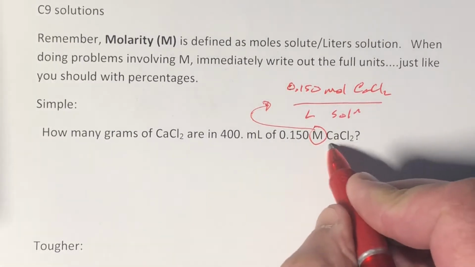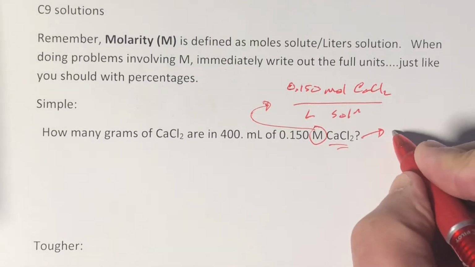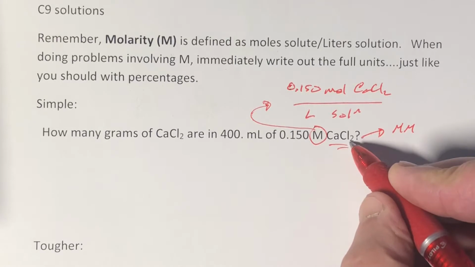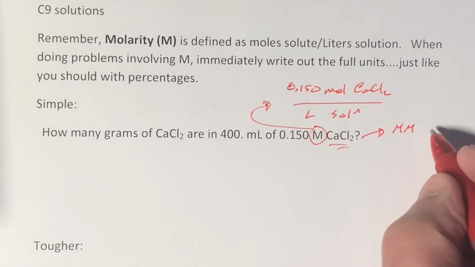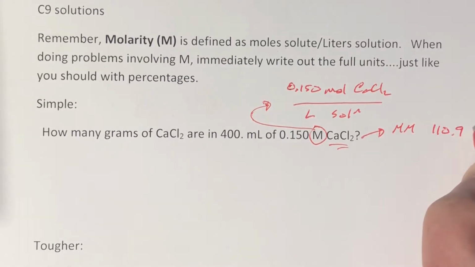I like to abbreviate solution as this SOLN. And the other thing we need to do is eventually we want a mass, so let's just work out what the molar mass of that guy is. Calcium is 40 grams per mole, chlorine is 35.45, so taken together this is 110.9 grams per mole.